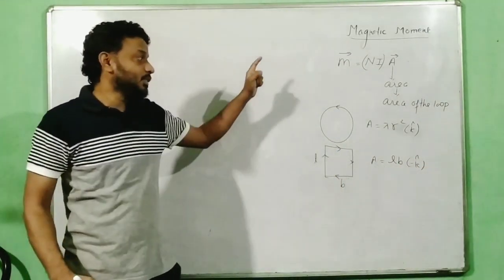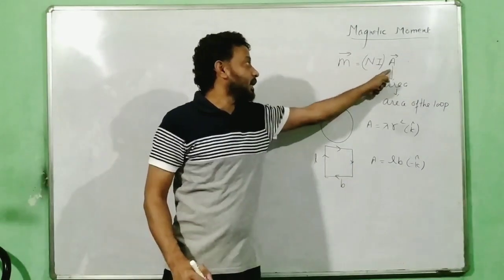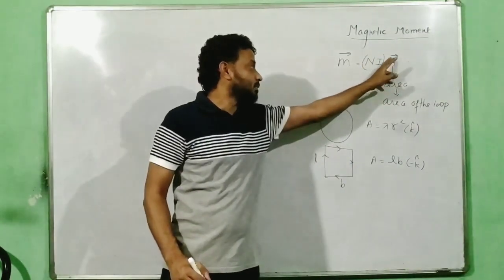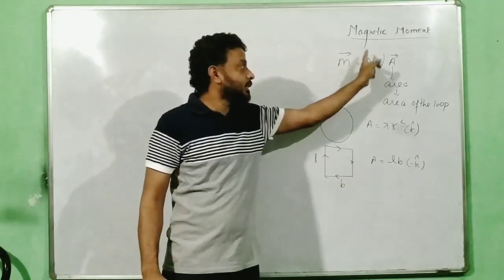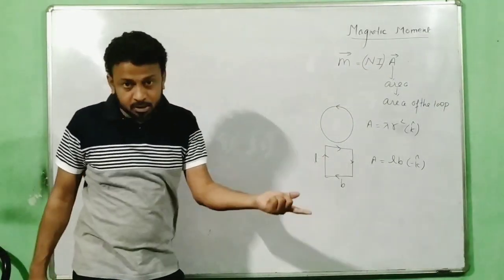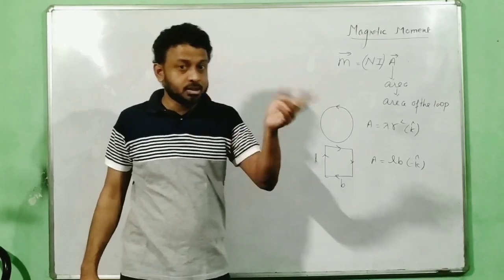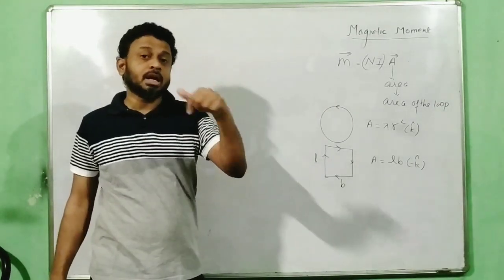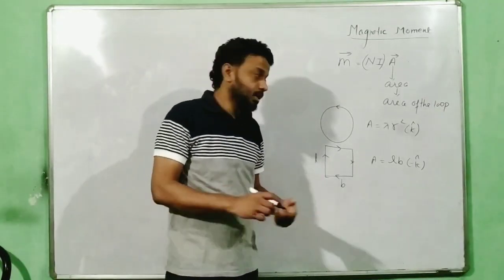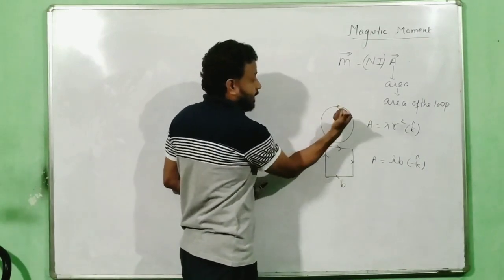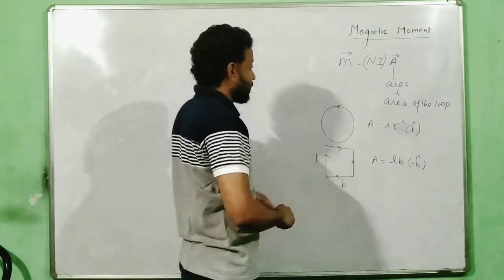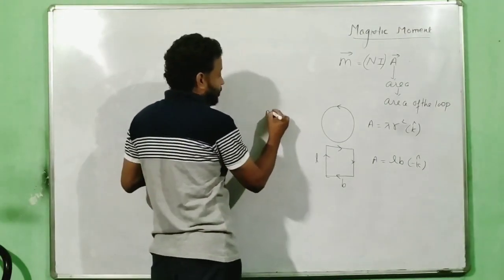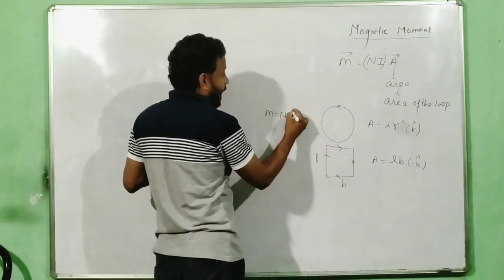So magnetic moment is a very easy parameter to find: N I multiplied by A, where A decides the direction of magnetic moment. The direction is perpendicular to the surface, and a surface has two perpendiculars on either side. Which one to select? For that, you go with the right hand thumb rule for the current. If the current is flowing like this, I will select this perpendicular; if the current is going like this, I will select this one. So magnetic moment is equal to N I A.